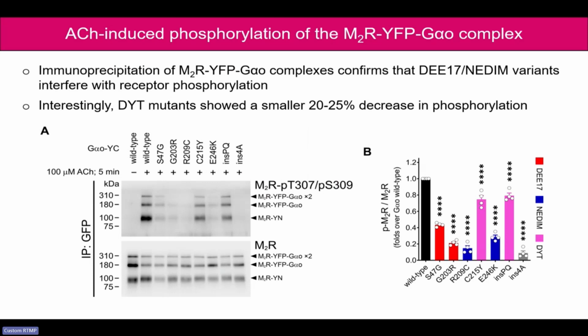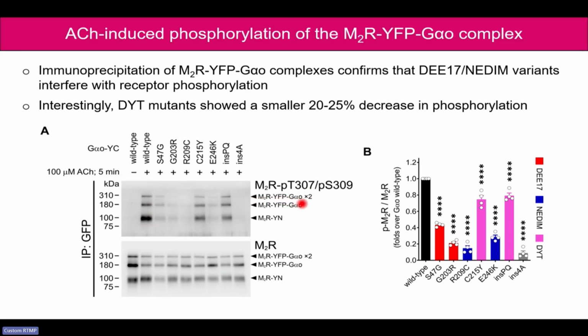Now, we can immunoprecipitate this complex with an anti-GFP nanobody to confirm the phenotype. And basically, you have here 3 different species that you can see. You can see just the receptor alone, plus the complex, because you cannot separate this under these conditions.